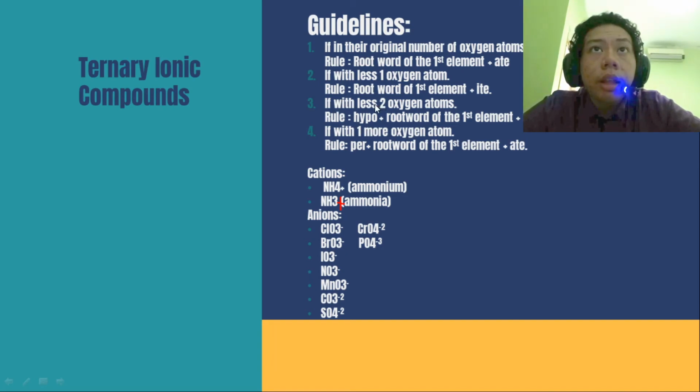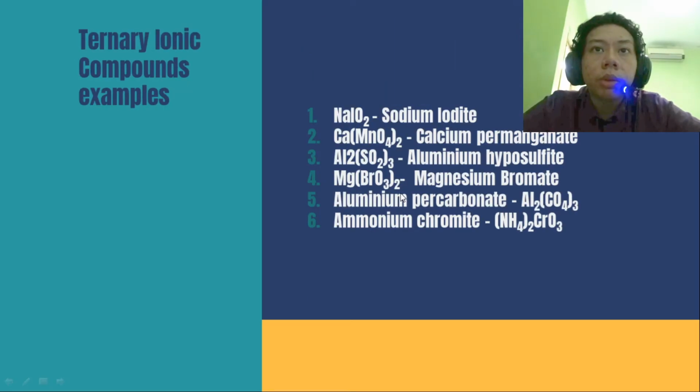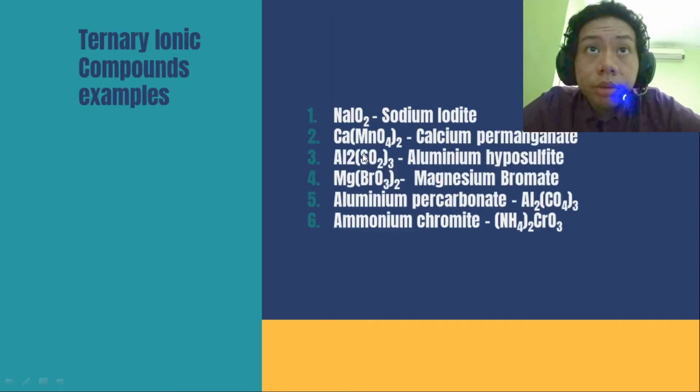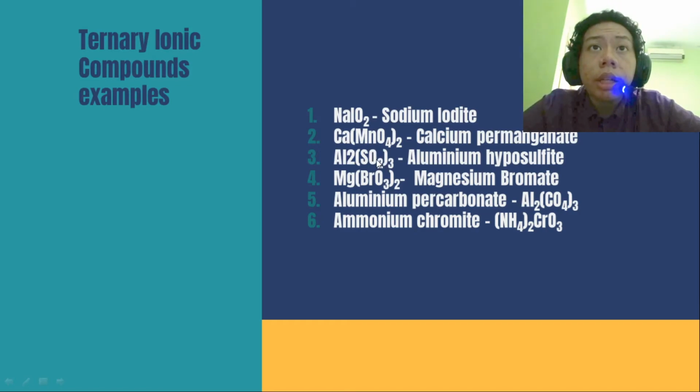So for aluminium, we can use the guideline. If with 2 fewer oxygen atoms, we can use the rule hypo plus root word of the first element plus ITE. So the root word of SO2 is sulfate, so we replace ATE by ITE, then we use the prefix hypo, so we get aluminium hyposulfite.